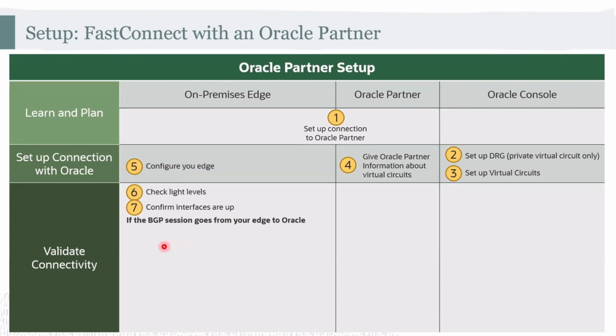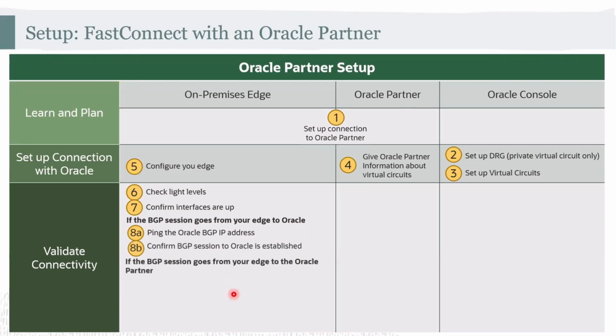Now I mentioned the two scenarios. The BGP session can go from your edge directly to Oracle, or the BGP session can go from your edge to the partner edge. Now, if the BGP session goes from your edge to Oracle, you need to ping the Oracle BGP IP address and confirm that the BGP session is established.